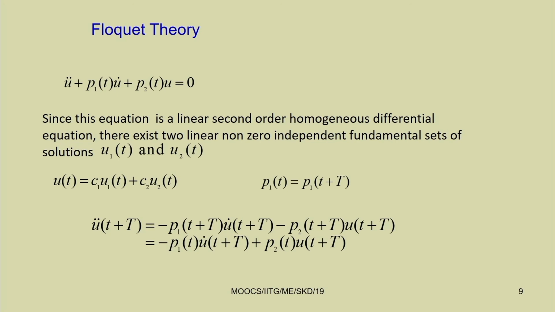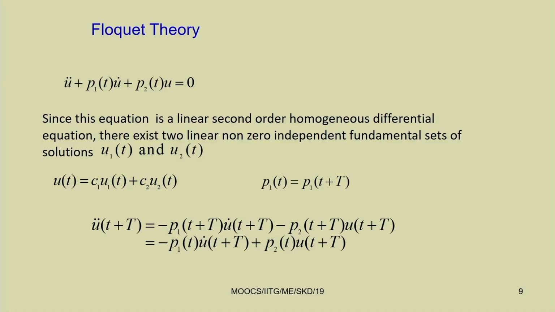We are assuming here that p1(t) and p2(t) are periodic functions of time. If they are periodic, that means p1(t) equal to p1(t plus T), where T is the time period. So, after one period this value must be the same. So, I can write p_i(t) also, with i equal to 1 and 2, so p_i(t) equal to p_i(t plus T).